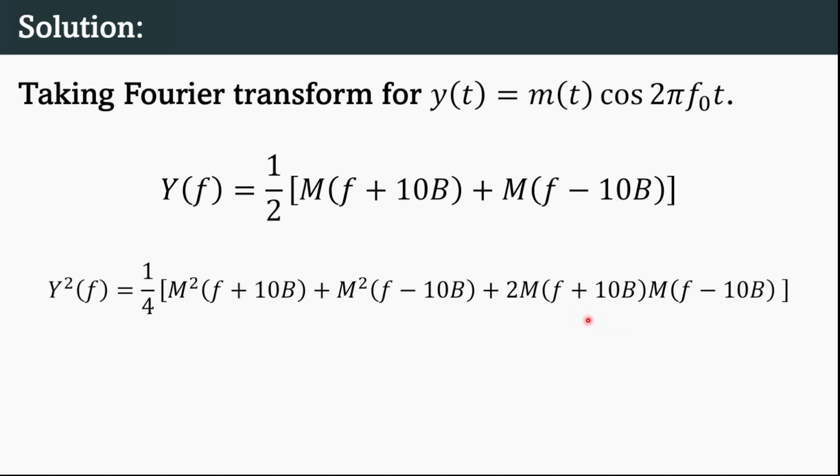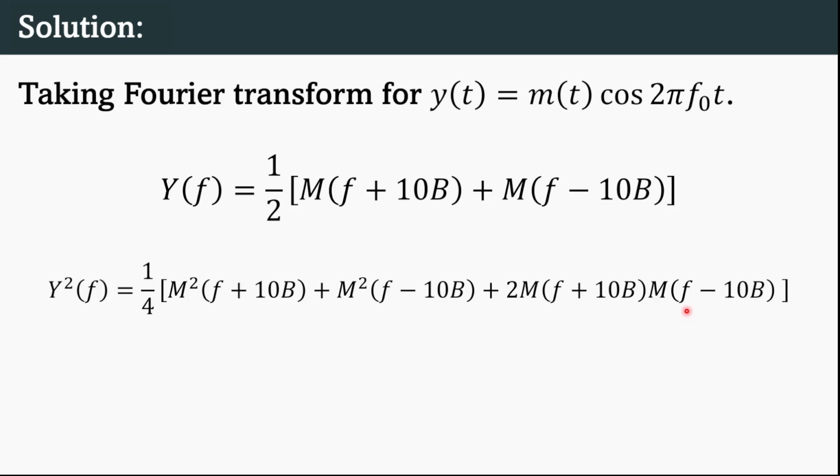M of f plus 10b is centered at minus 10b, and we know that m of f has a bandwidth of b hertz, and hence m of f plus 10b will have a support of 2b hertz from minus 11b to minus 9b. Same is the case for m of f minus 10b. This fellow is centered at plus 10b, and has a support of again 2b hertz, varying from 9b to 11b. The first term is centered at minus 10b from minus 11b to minus 9b, and the second term is centered at plus 10b from 9b to 11b.